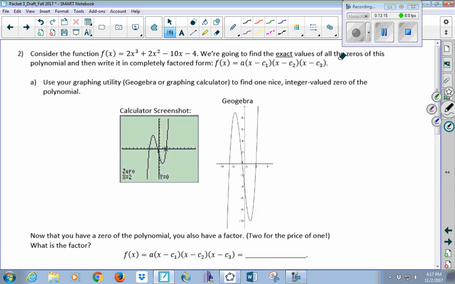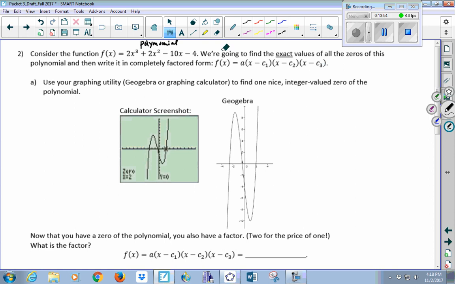So let's take a look at problem number 2. Problem number 2 says consider the function 2x cubed plus 2x squared minus 10x minus 4. So this is in polynomial form, right? It's a finite sum. We're going to find the exact values of all zeros of this polynomial and then write it in completely factored form, where a is your leading coefficient, and every single linear factor will always have this form. X take away your first zero, we'll call it C1. X take away your second zero, we'll call it C2. And x take away your third zero, C3.